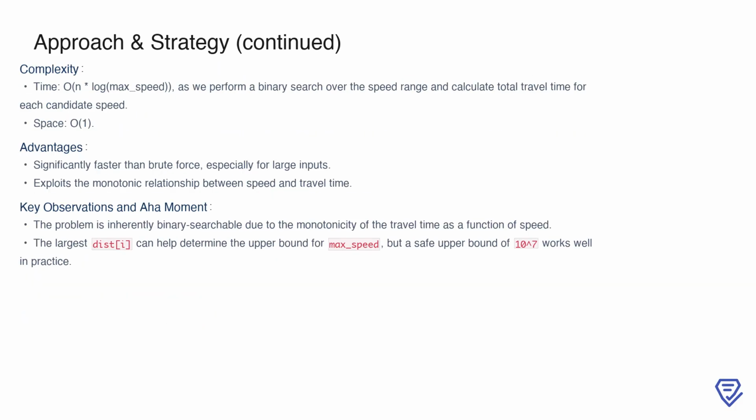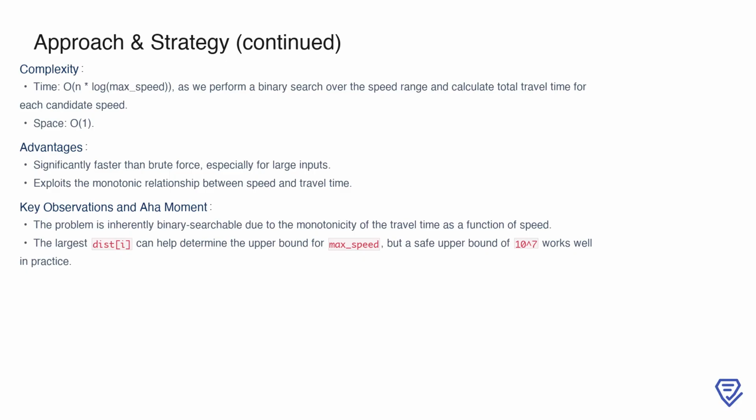The binary search approach offers significant improvements in complexity compared to brute force. Its time complexity is O(n * log(max_speed)), where n is the number of segments in the journey, and log(max_speed) represents the logarithmic reduction of the search space. Space complexity remains O(1), as no additional memory is required beyond a few variables. One of the strongest advantages of this method is its efficiency, especially for large inputs, as it capitalizes on the monotonic relationship between speed and travel time.